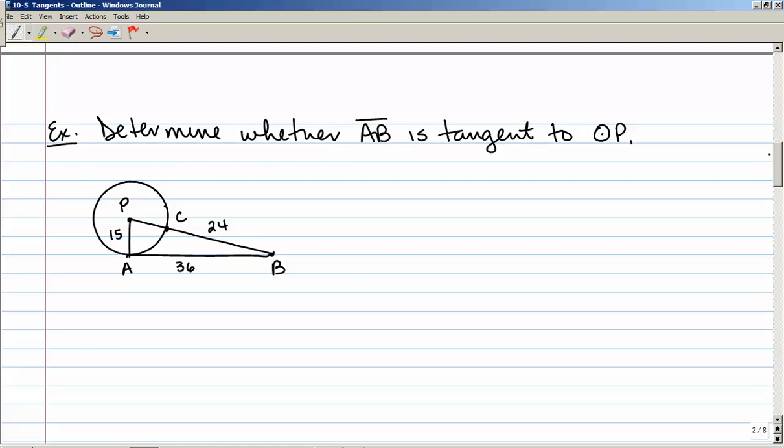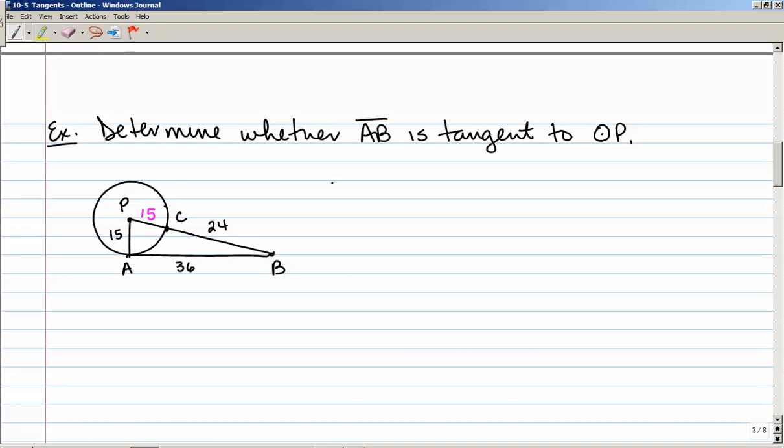So here's a couple examples. We need to determine whether segment AB is tangent to circle P. Well, if AB is tangent to circle P, then angle PAB will be a right angle. So in other words, is angle A a right angle, or looking at the bigger picture, is this triangle a right triangle? To show that, we're going to use the Pythagorean Theorem, and I realize that since PA is a radius and it is 15, PC is also a radius and it is also 15.